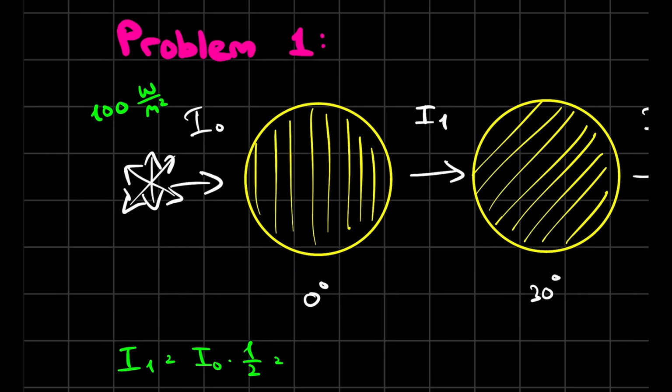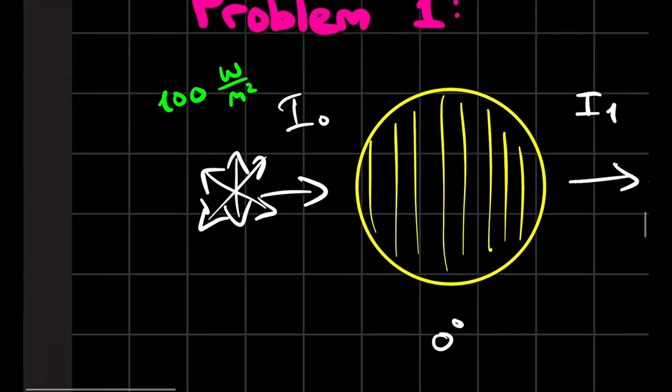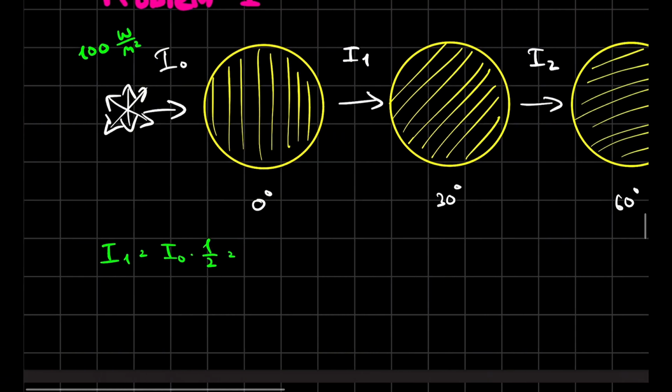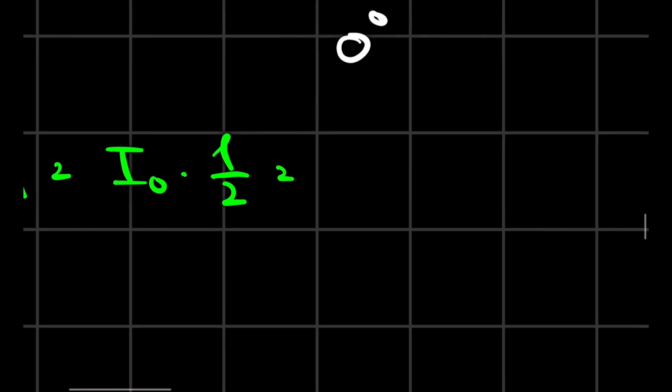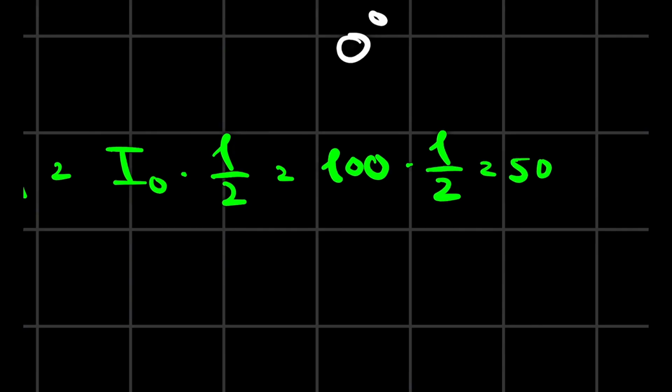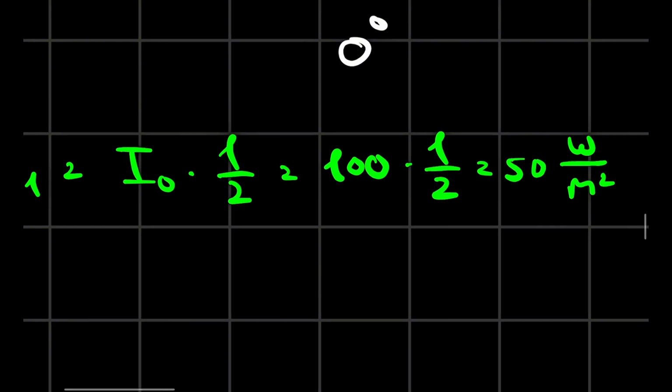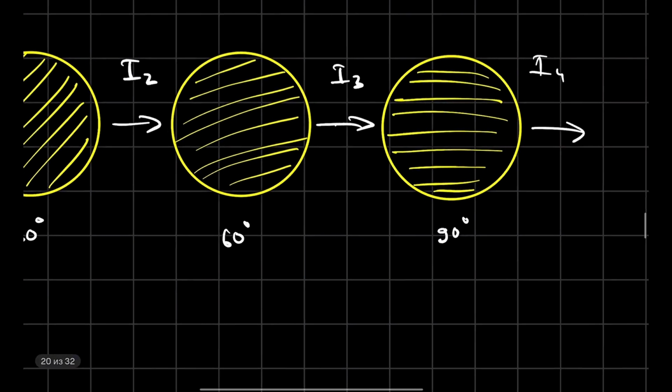If our initial intensity is 100, then definitely this would be 50, right? If you ask me why, this is 100 multiplied by 1 divided by 2. This would be 50 watts per meter squared. Okay, good. What about the next ones?